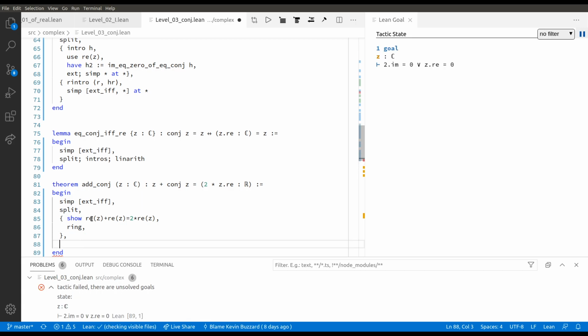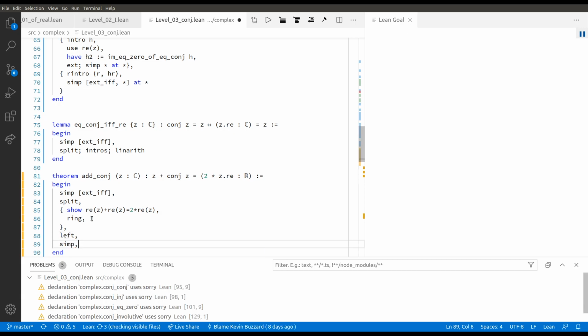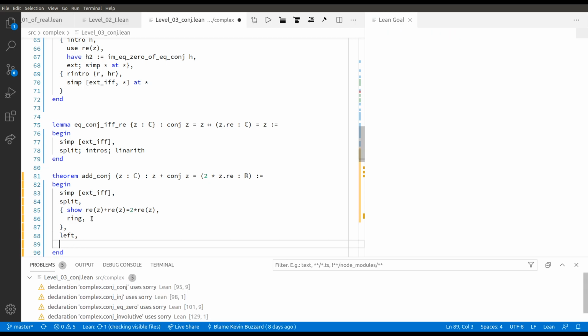I seem to have to prove two. I either have to prove that the imaginary part of 2 is 0, or the real part of z is 0. I'm going to go for the imaginary part of 2 is 0. There. And the simplifier should do that. No! The imaginary part of 2. What?